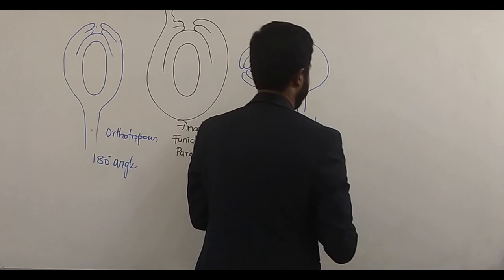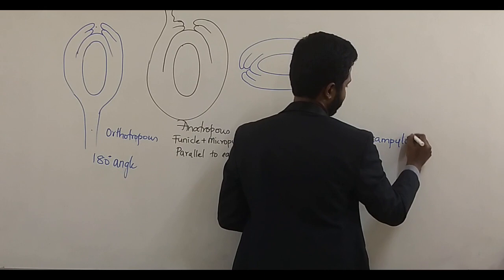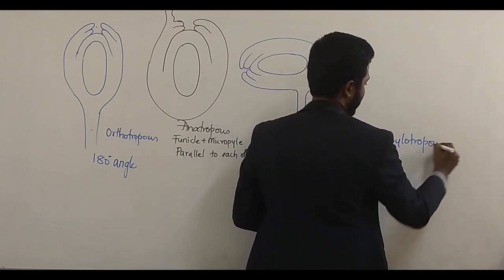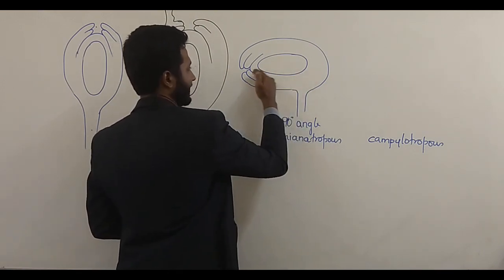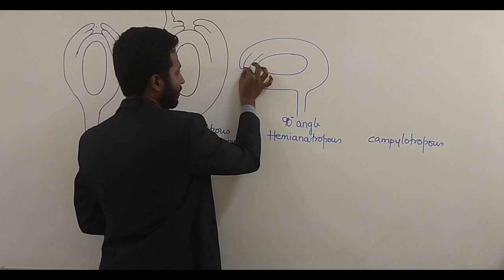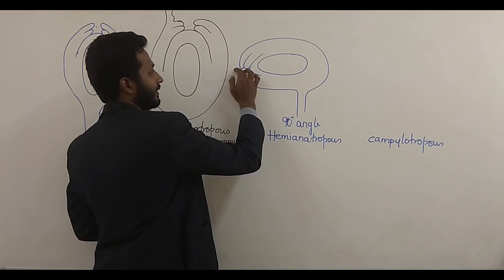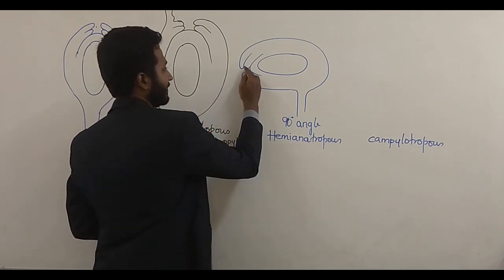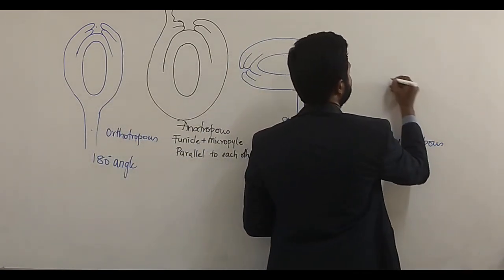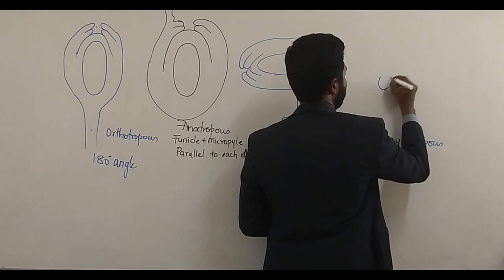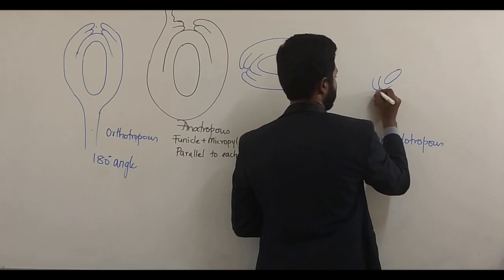Then comes campylotropous. What is the condition seen in campylotropous? It again has almost a 90-degree angle, but the micropylar mouth is not exactly at the 90-degree angle, or it is not present above the embryo sac. Rather, this mouth is facing towards the bottom or earth. So it is like this. This is the funicle. This is the embryo sac. These are integuments.